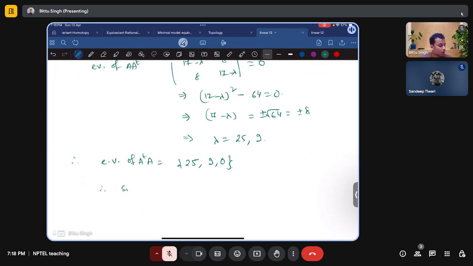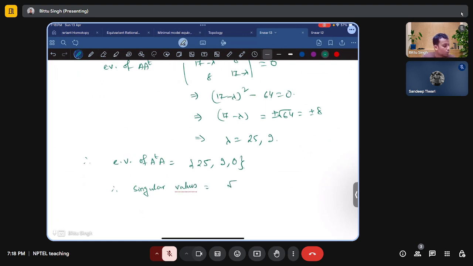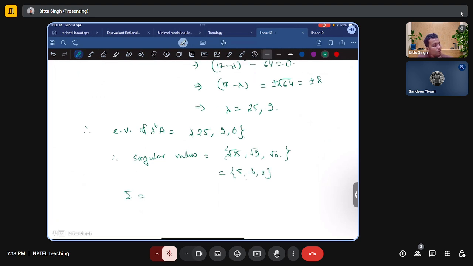Therefore, what will be the singular values? Singular values will be the square root of those things: square root of 25, square root of 9 and square root of 0, which is 5, 3, 0. Therefore, sigma will take this form: 5 0 0, 0 3 0. It is 2 by 3. So we have successfully found sigma.